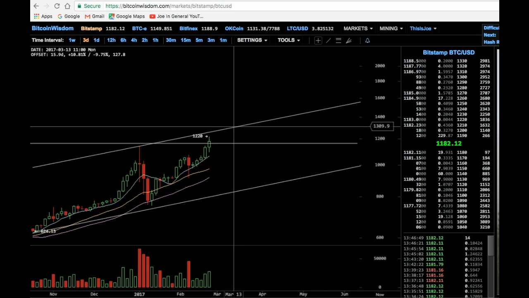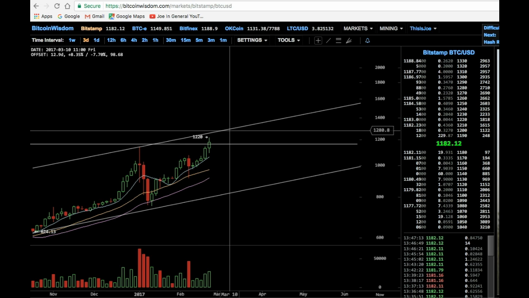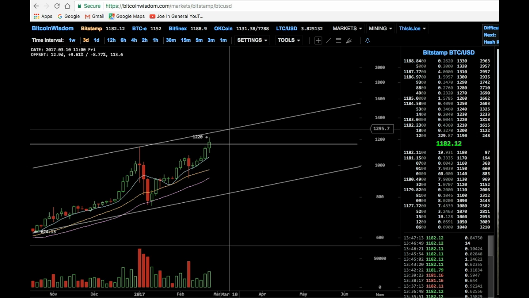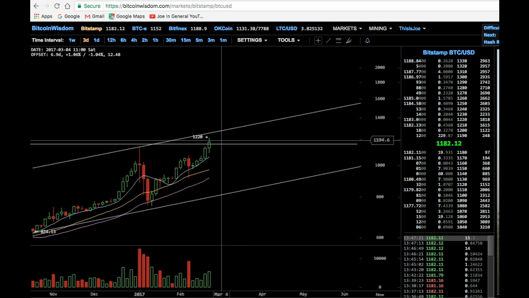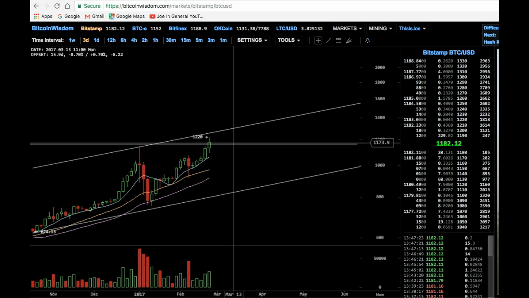That's another, I guess, psychological value. Mass psychology, we like even numbers. So it may touch around 1300, quite possibly, or a little bit below that, before probably consolidating a little bit. But hopefully, fingers crossed, it does consolidate within these two lines here.